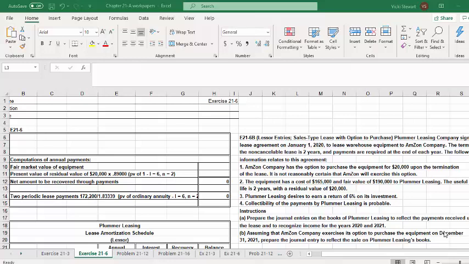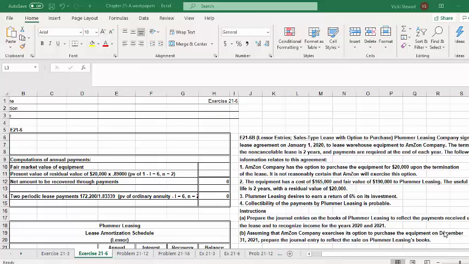1. Amazon Company has the option to purchase the equipment for $20,000 upon the termination of the lease. It is not reasonably certain that Amazon will exercise this option. 2. The equipment has a cost of $165,000 and a fair value of $190,000 to Plummer Leasing. The useful economic life is 2 years with a residual value of $20,000.